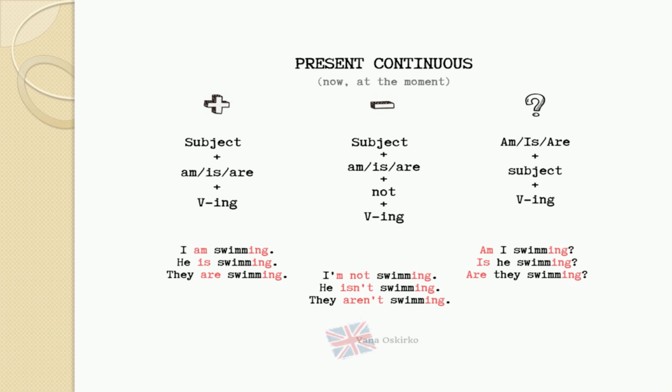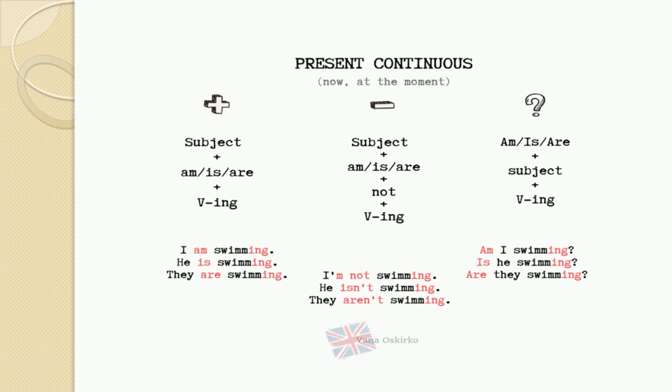For example, the affirmative form is made with the subject plus is, am, or are, which is the verb to be, and the verb with -ing. For example, I am swimming, he is swimming, they are swimming. The negative form we make with the help of the word not. We should add not after the verb to be. I am not swimming, he isn't swimming, they aren't swimming.